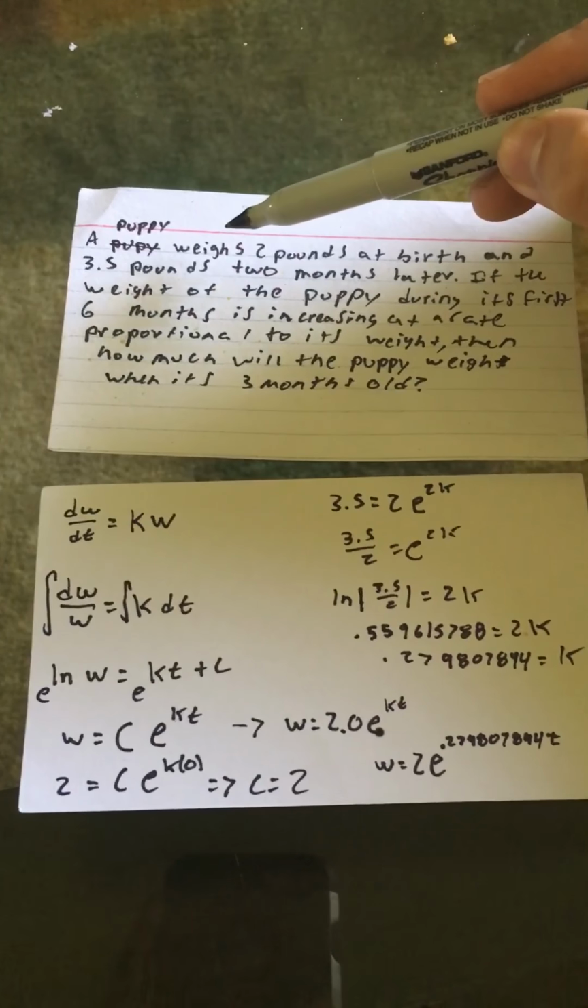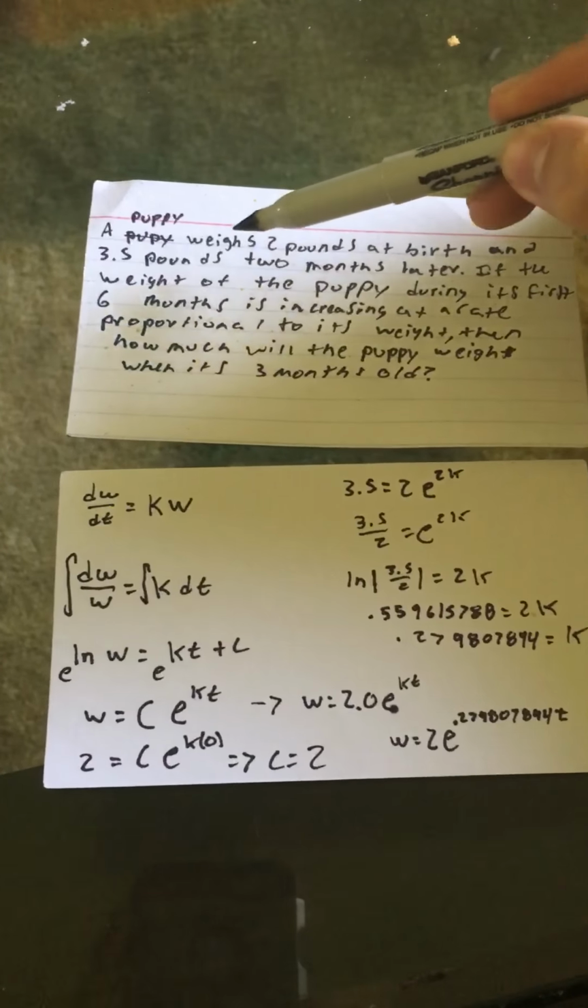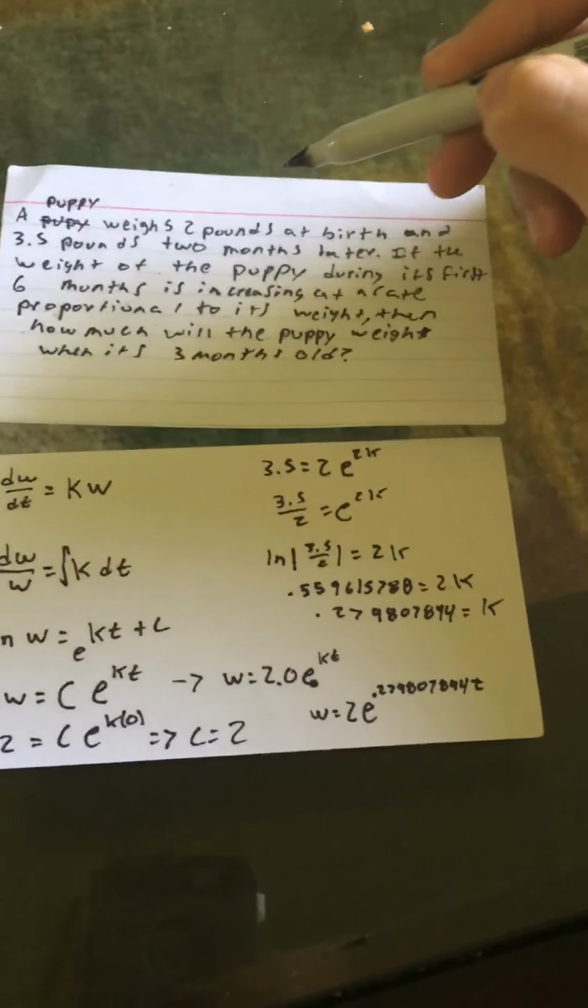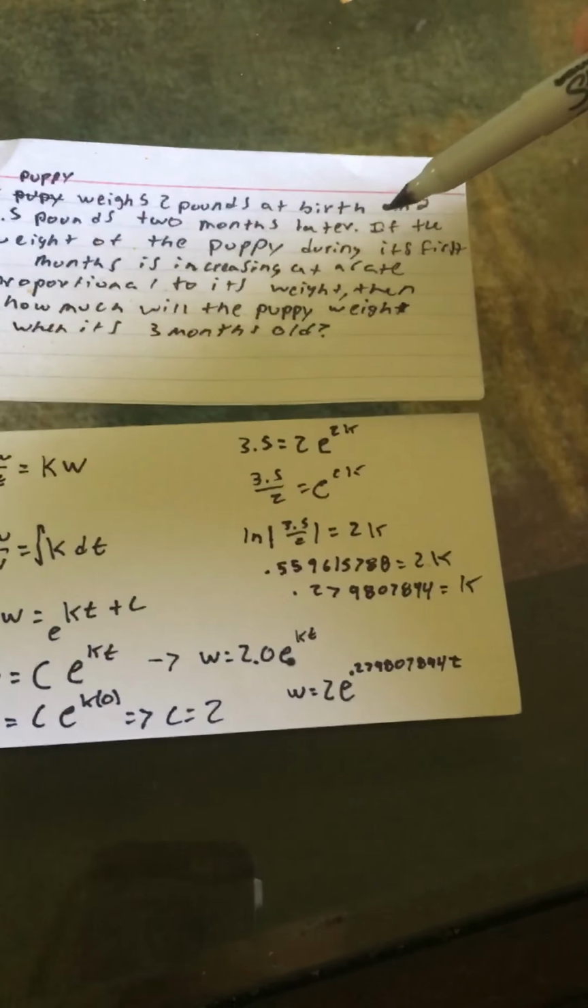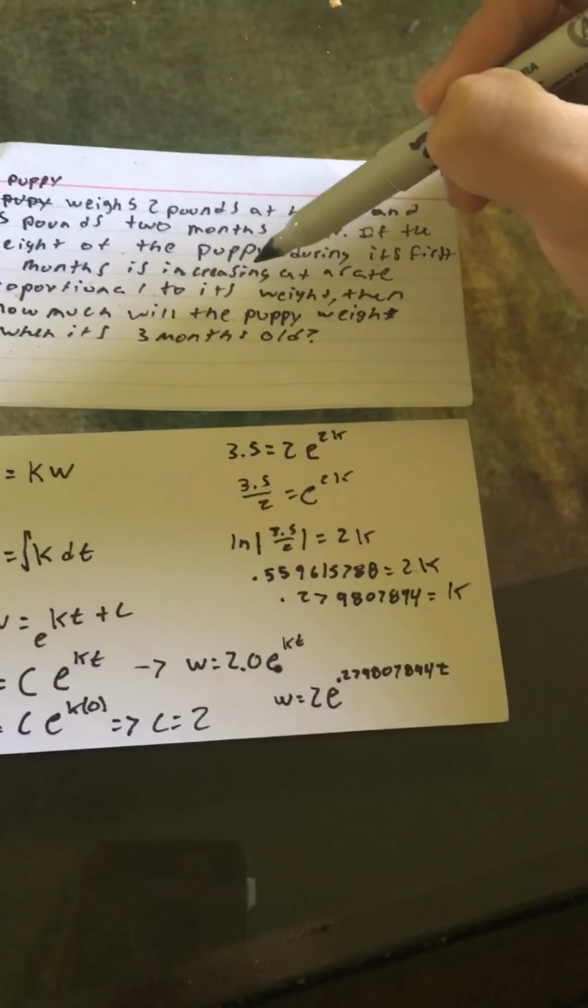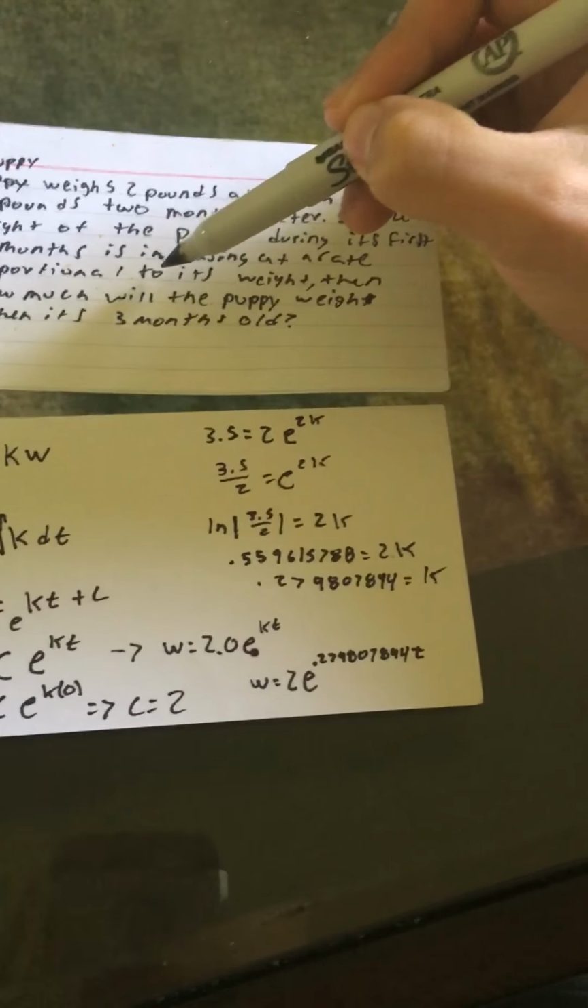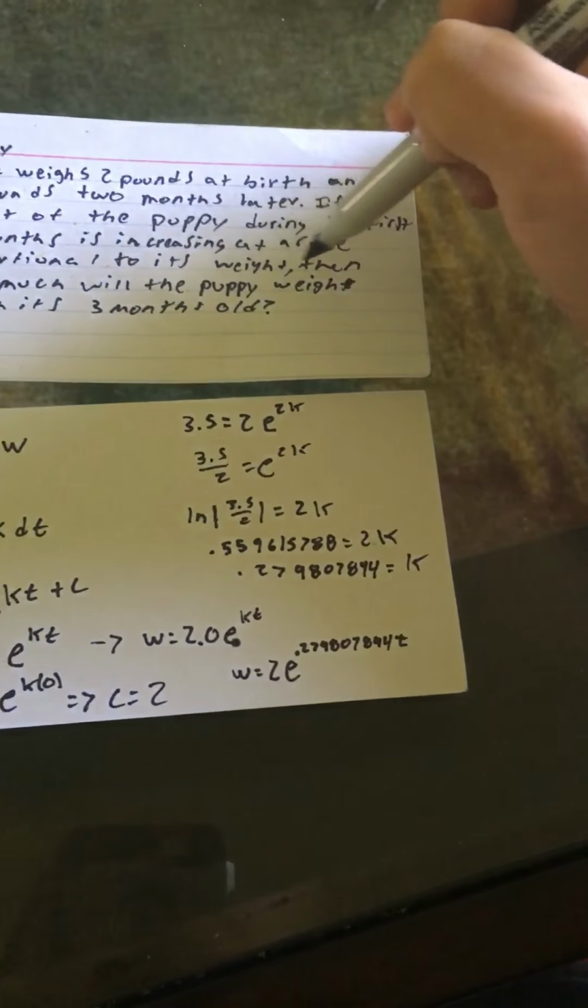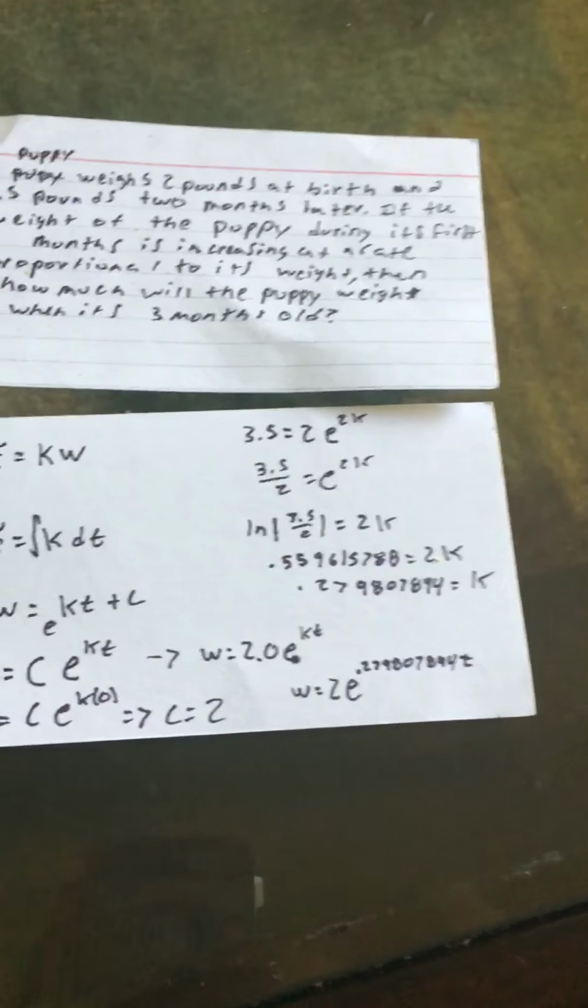A puppy weighs 2 pounds at birth and 3.5 pounds 2 months later. If the weight of the puppy during its first 6 months is increasing at a rate proportional to its weight, then how much will the puppy weigh when it's 3 months old?